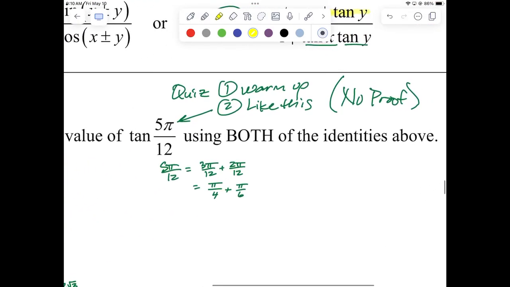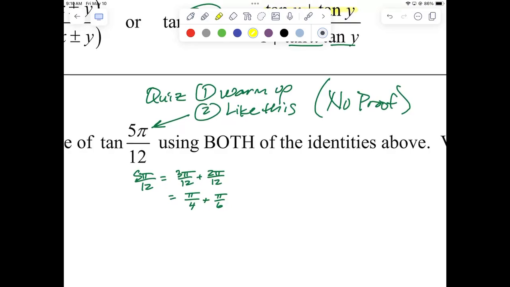This? Oh, for the proofs for tomorrow's quiz? Yeah.